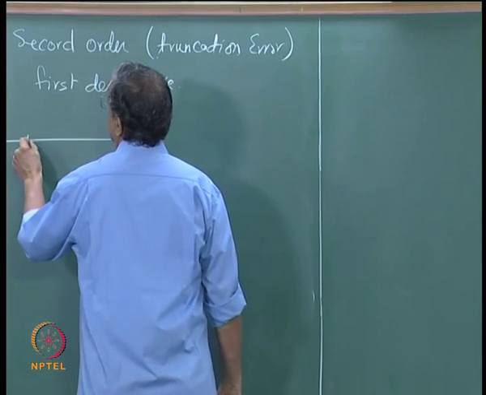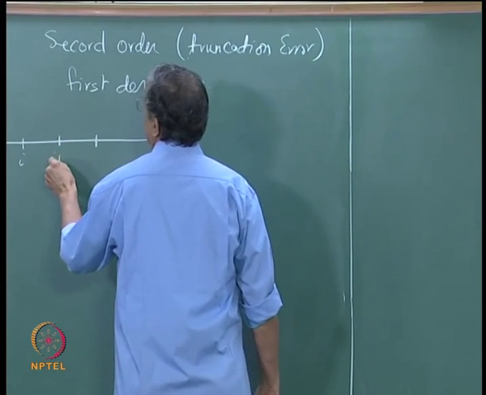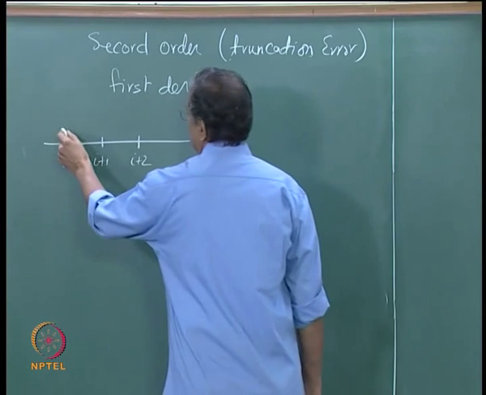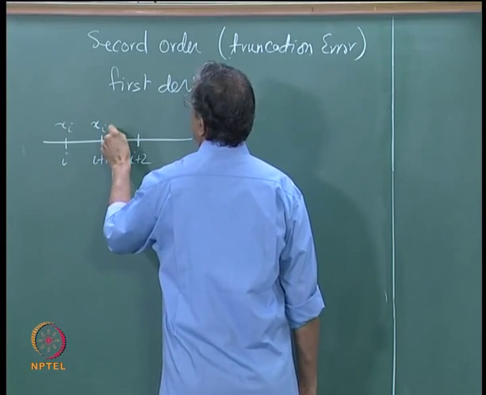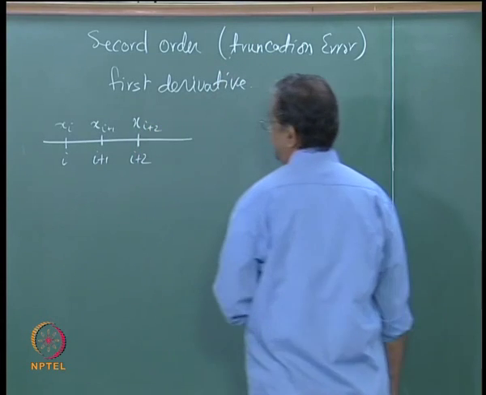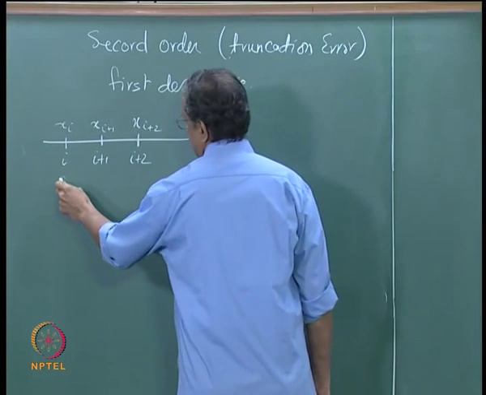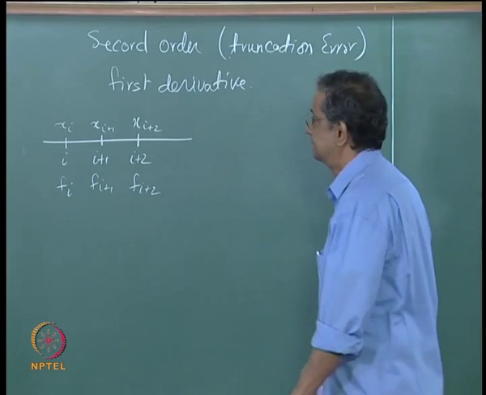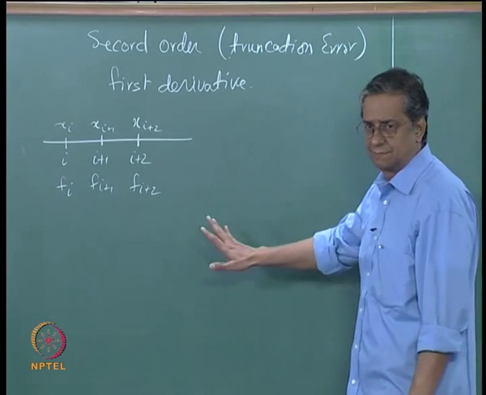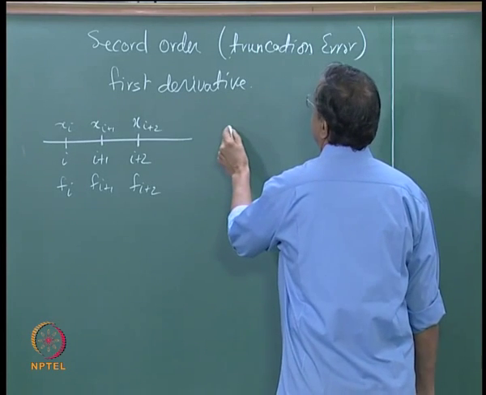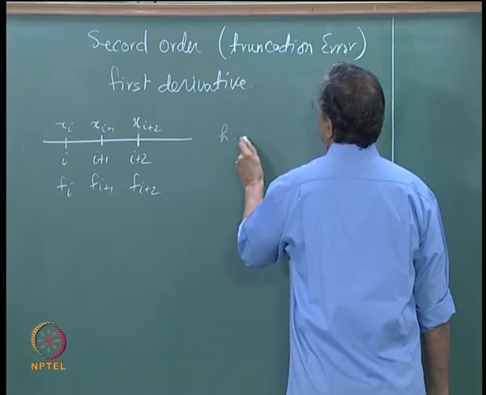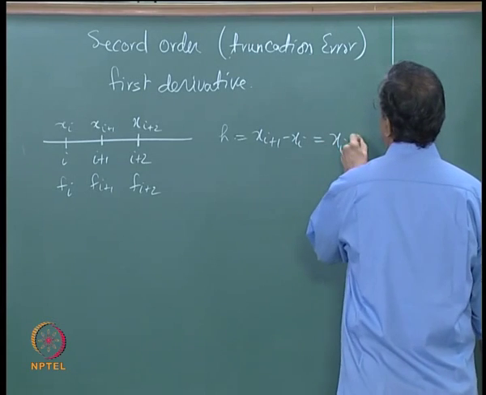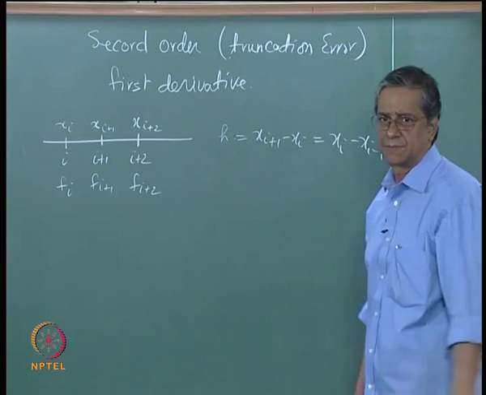So if I have the points i, i plus 1, i plus 2, these are located at xi, xi plus 1, xi plus 2. The function values there are fi, fi plus 1, fi plus 2. And right now, first, we will assume that h equals xi plus 1 minus xi, which equals xi minus xi minus 1. We will assume that they are equal intervals right now.